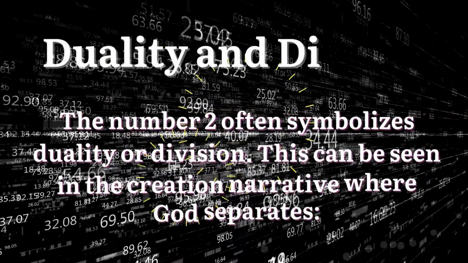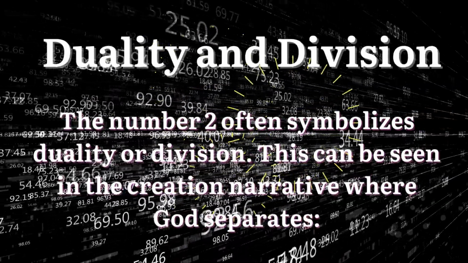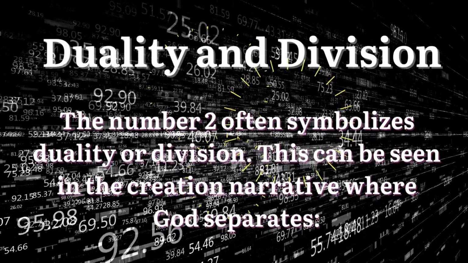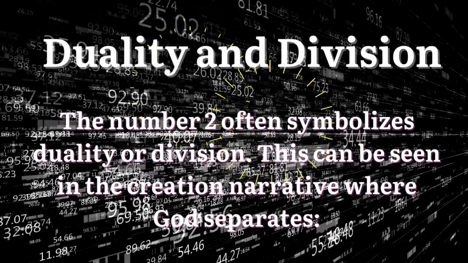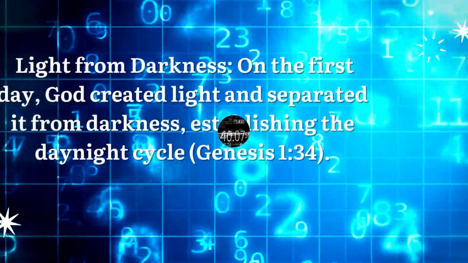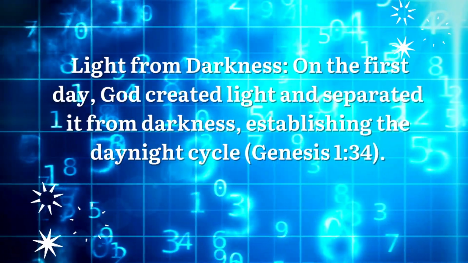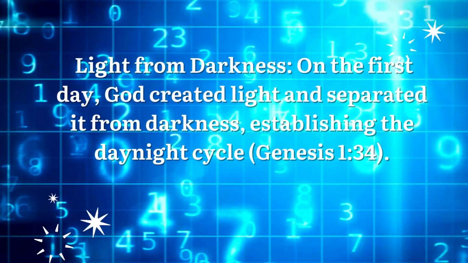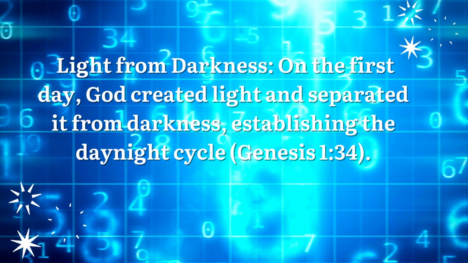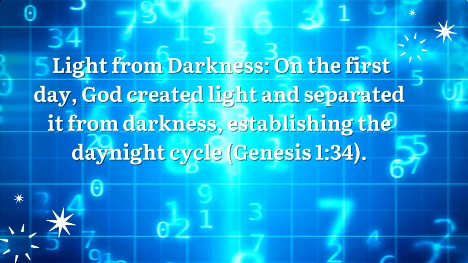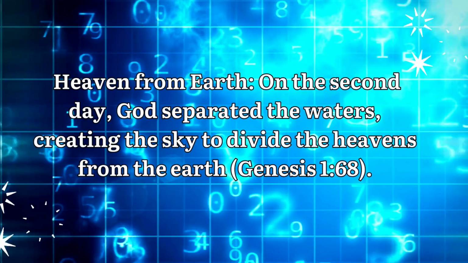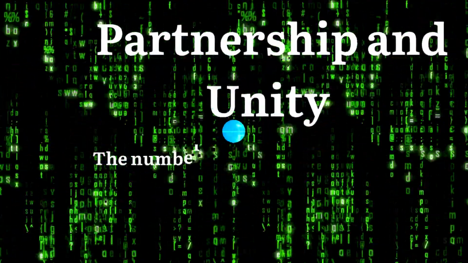Symbolism of the number 2. 1. Duality and division. The number 2 is commonly associated with duality and division. It represents the idea of two entities or concepts that are opposite or complementary. This can be seen in the division of light and darkness, good and evil, or other dualities present in the Bible.